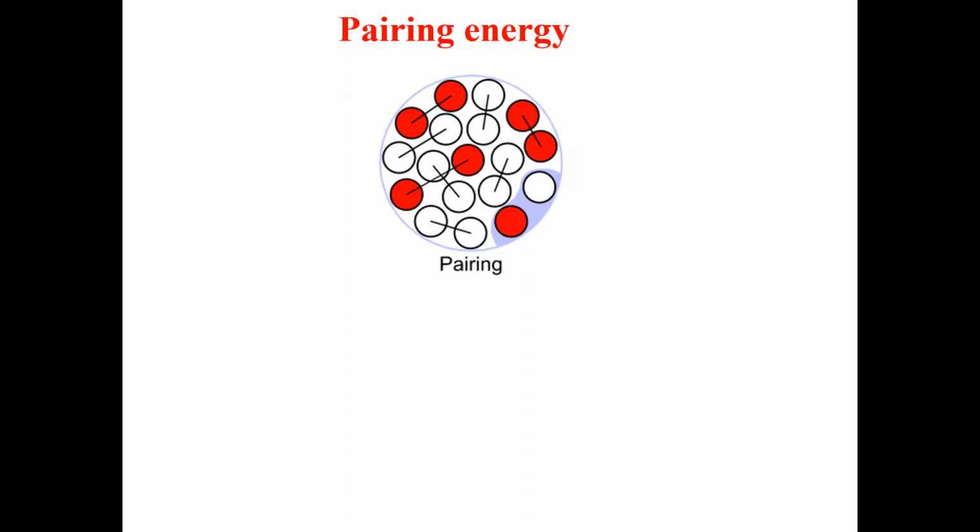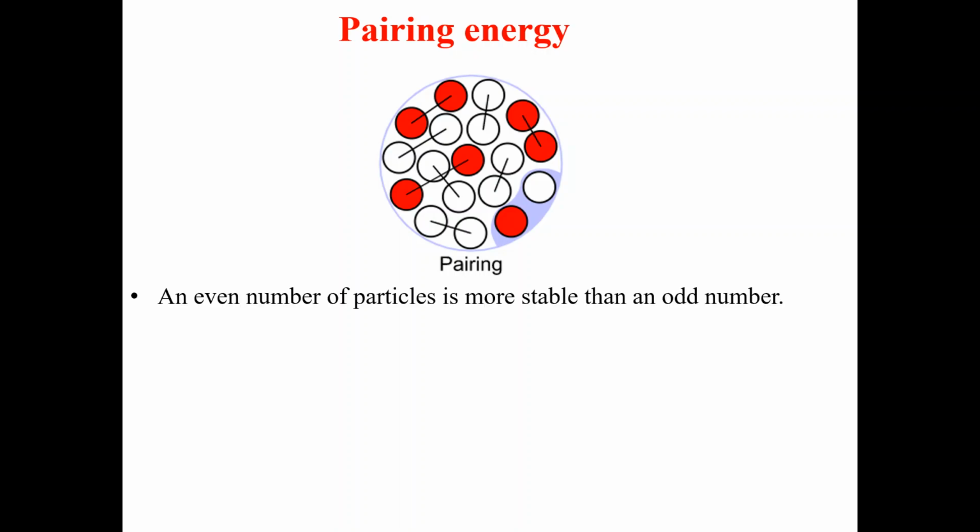So let's come toward the pairing energy term. What is the pairing energy term, or what is meant by pairing in the case of the liquid drop model? It's been observed that an even number of particles is more stable than an odd number. This is what we mean when we try to explain the concept of pairing according to the liquid drop model. So it must be noted that an even number of particles is more stable than an odd number.